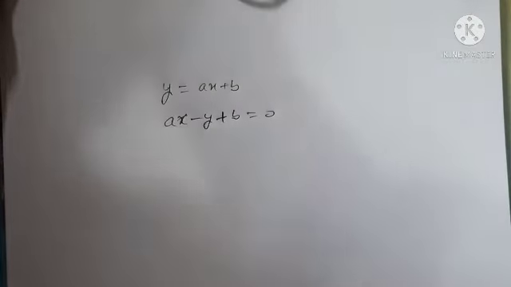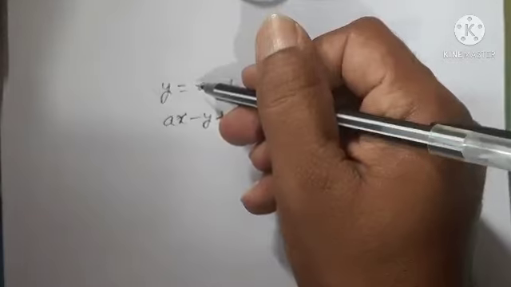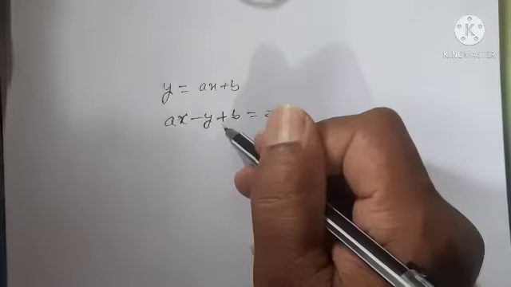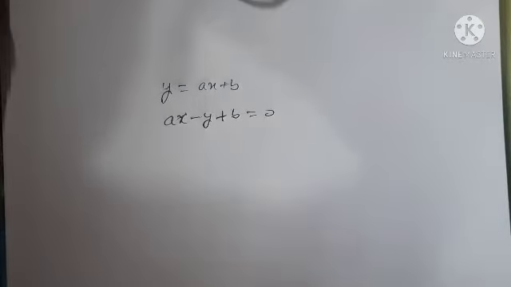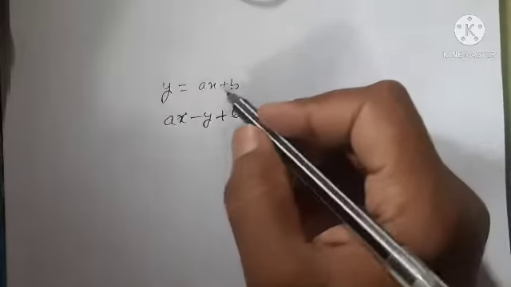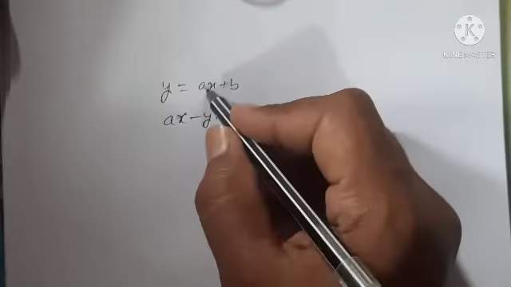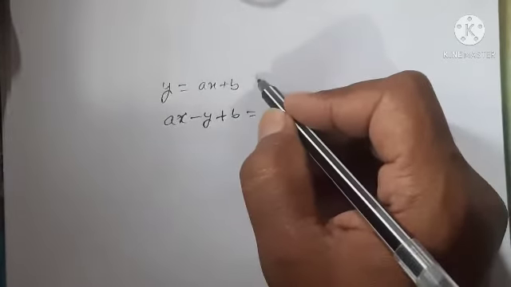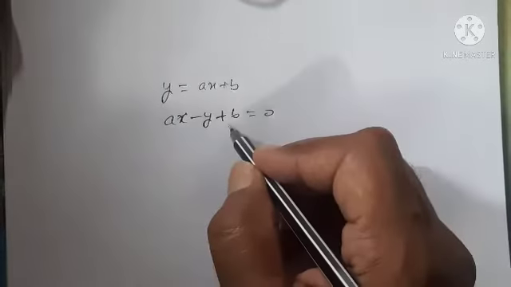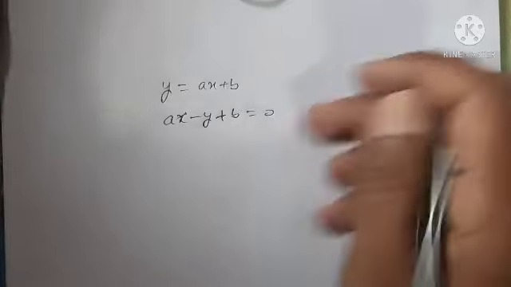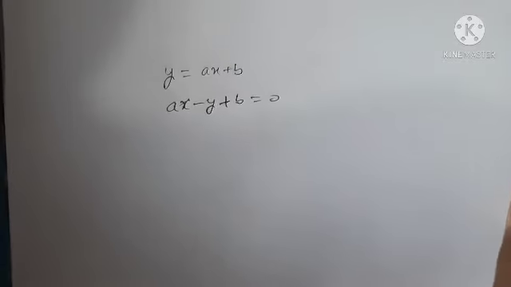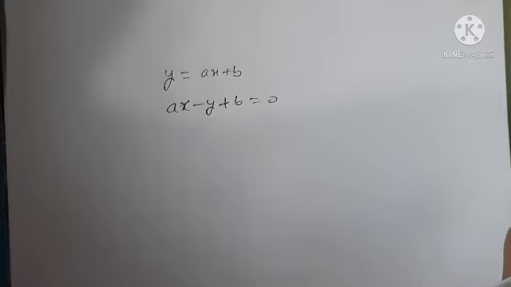This is called a linear polynomial, this is called a linear equation. The only difference is the form. This form is called a linear polynomial, this form is called a linear equation. Now there are some problems which can be solved by a pair of linear equations. That's why we are studying this chapter.